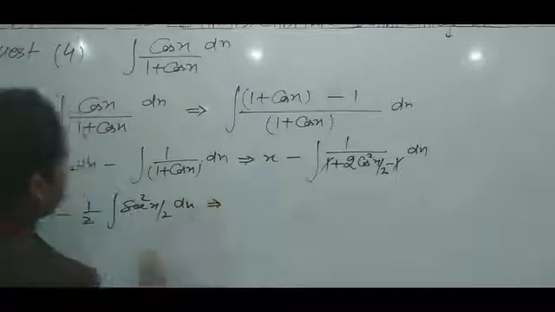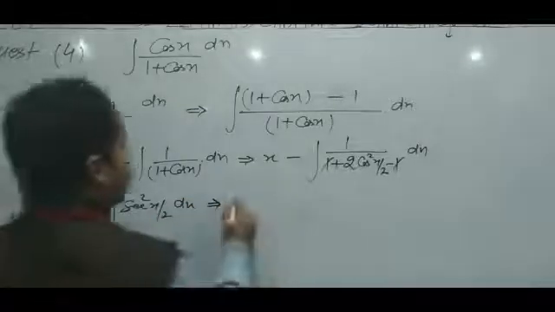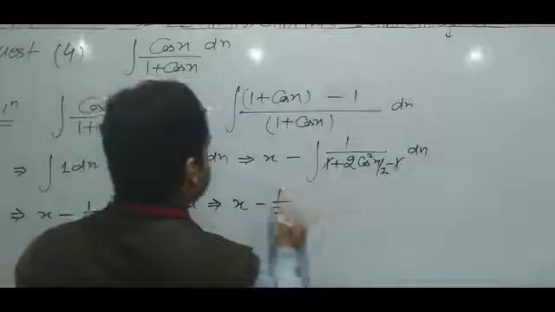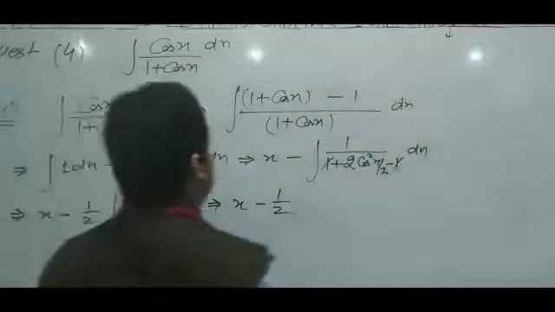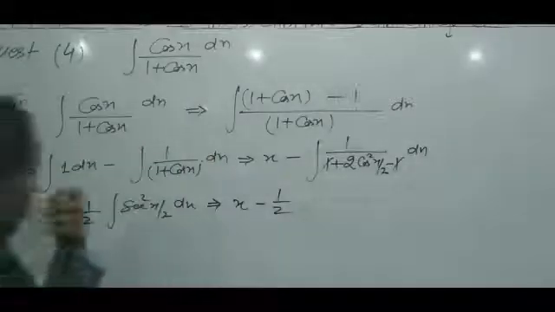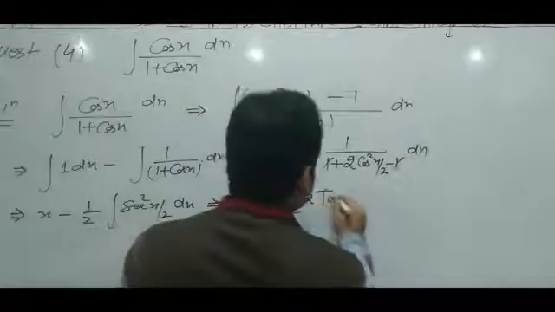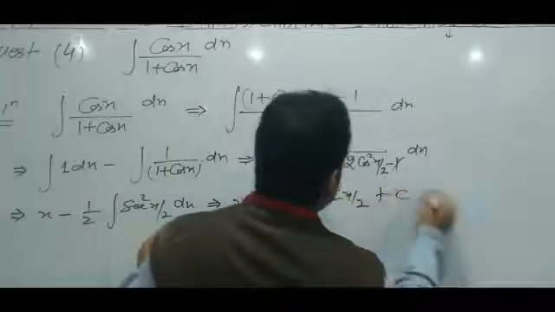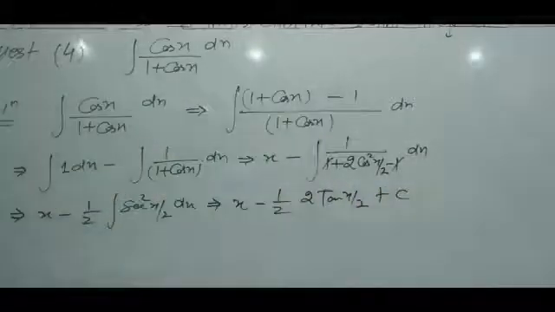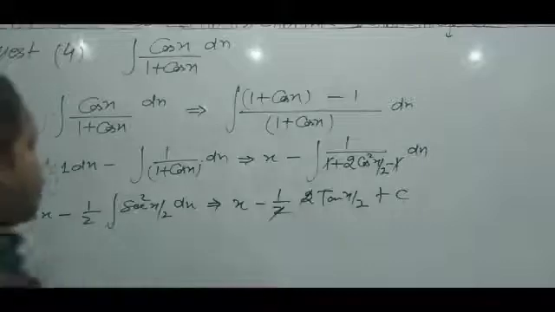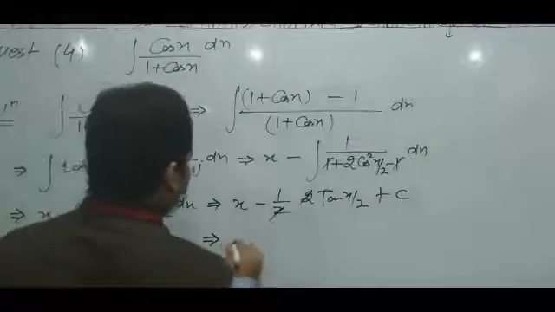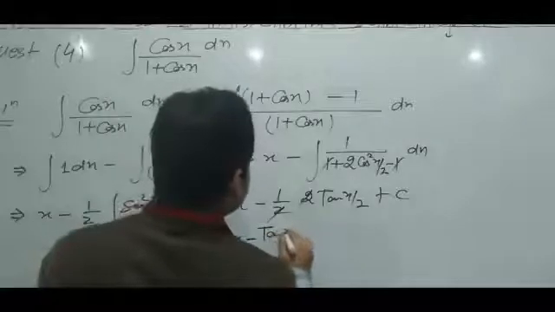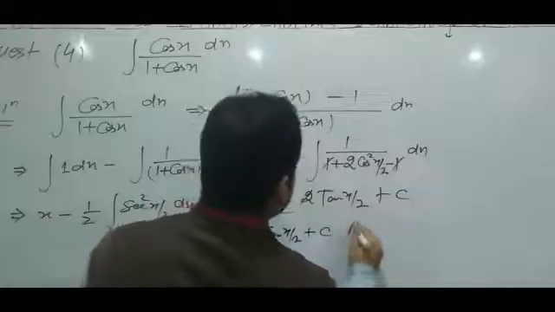Now dx. This result is x minus 1 by 2 integration over sec square x by 2. When you integrate, you will get 2 times tan x by 2 plus c. This 2 cancels, so the answer will be x minus tan x by 2 plus c. So the answer is x minus tan x by 2 plus c.